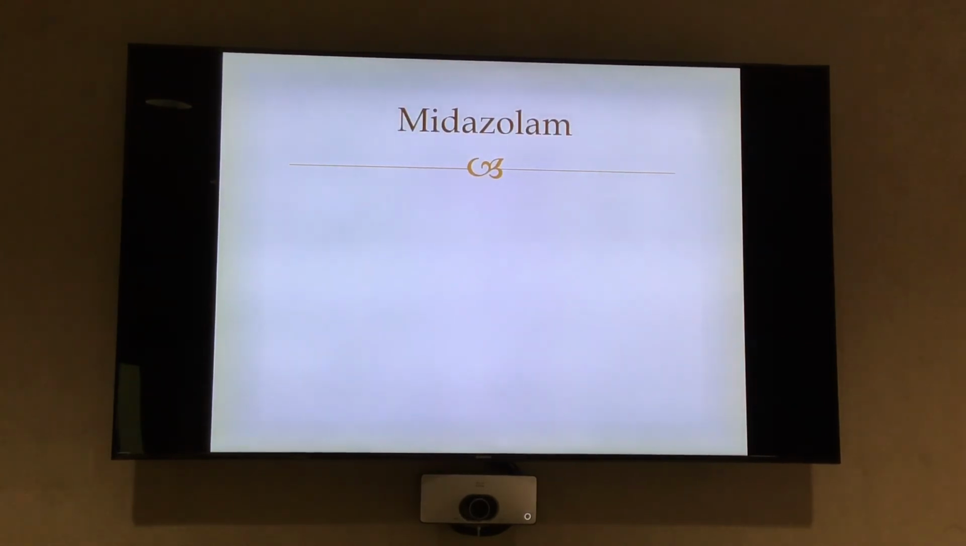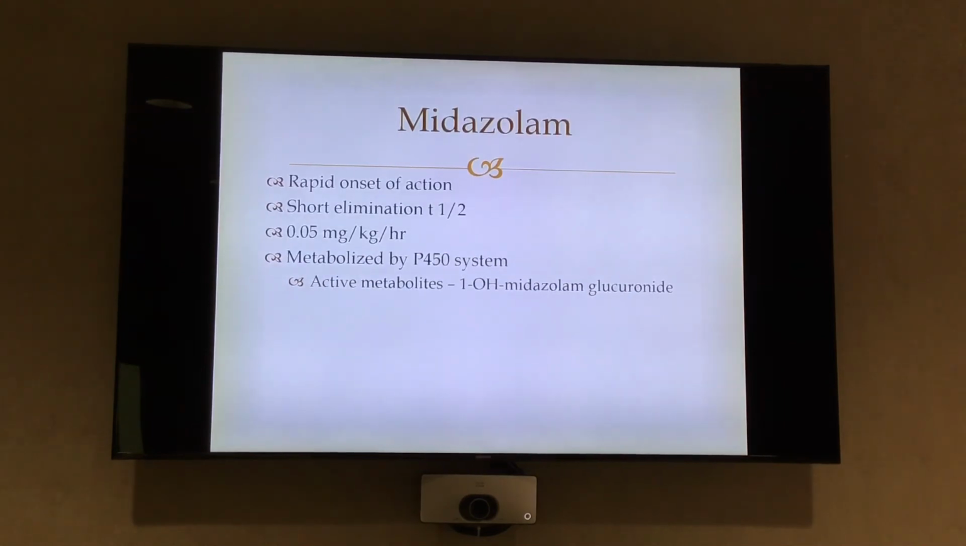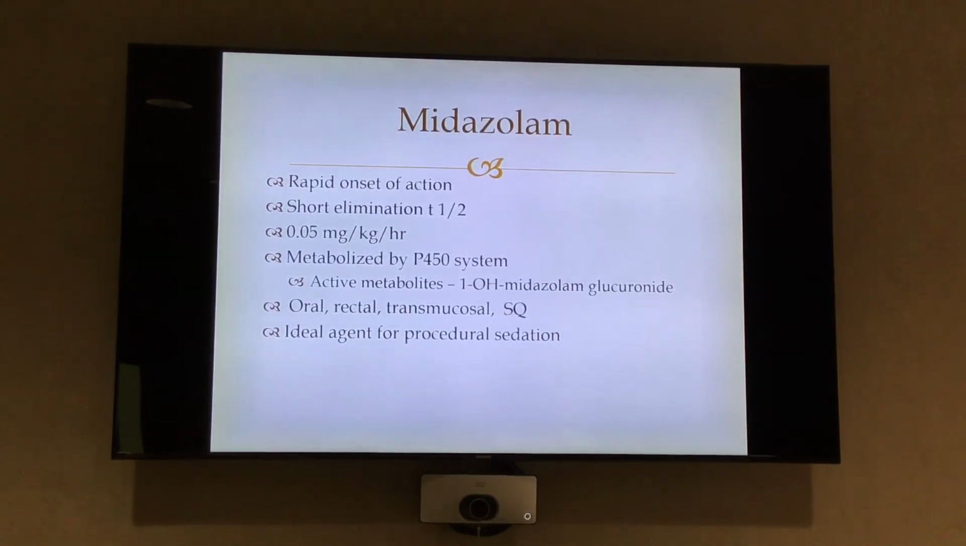So one of the common ones that we use for continuous sedation is Versed or midazolam. Again, the reason is it's rapid onset. Within a couple hours, midazolam would act. Again, short elimination half-life. The starting dose is usually 0.05 milligram per kilogram per hour. It's metabolized in the liver, and it has an active metabolite. Again, midazolam is great. It can be given oral, rectal, transmucosal, sublingual, subcutaneous. So it's multiple routes, and it's one of the ideal agents for procedural sedation. IM as well, I think I didn't mention that, but it can be given intramuscular as well. Nasal is another route you can give. The only issue they've found is the nasal Versed, the kids have like a burning sensation, so it's not very comfortable.